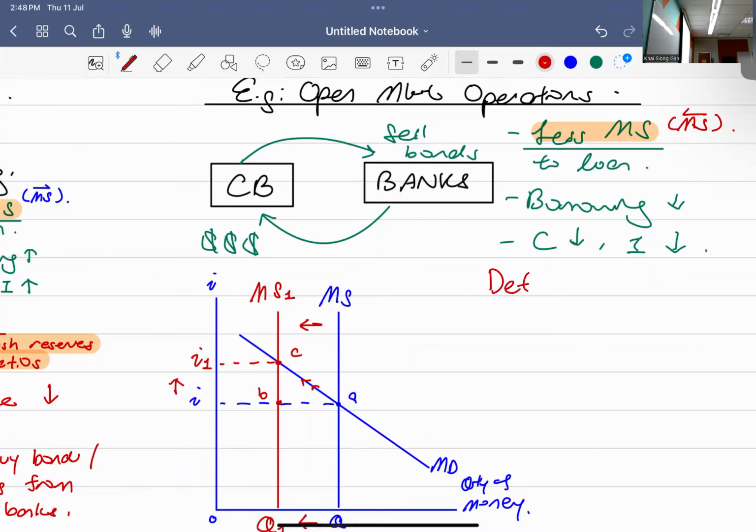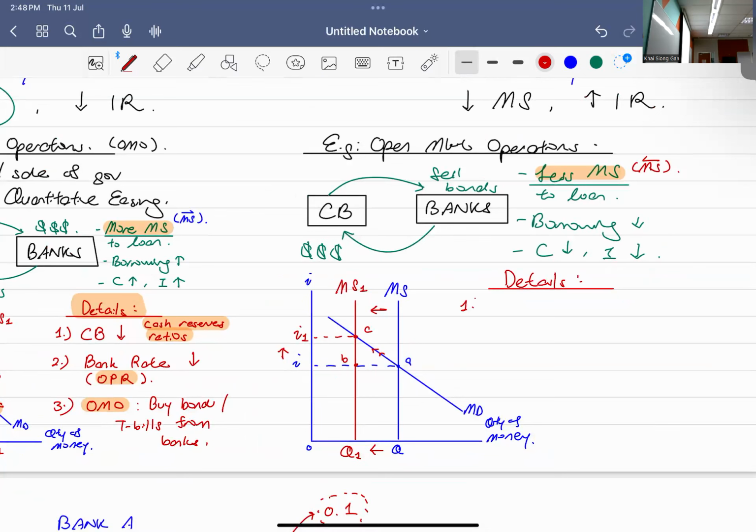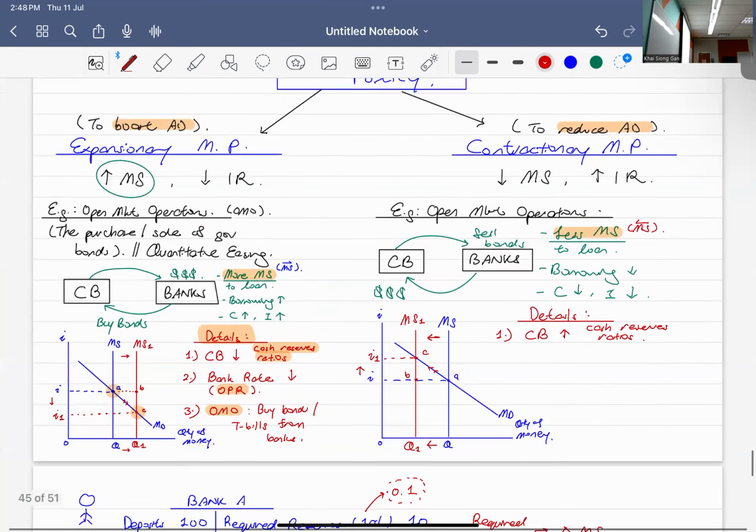Let's say I really want to list out the methods, or the ways, the central bank can do in order to achieve this. First, the central bank can increase the cash reserve ratio, the required reserve. For example, from an initial 10%, now they must keep at least 20% of the deposit. So every time people put in 100 ringgit, 20 ringgit must be kept in the banks. Only 80 ringgit can be loaned out, so the amount of money that can be loaned out becomes less. That's one way for them to reduce the money supply.